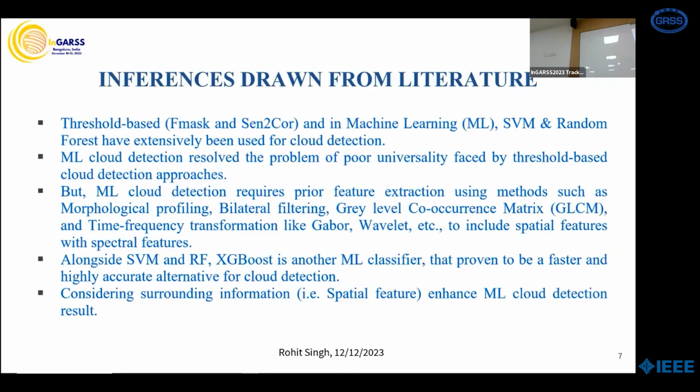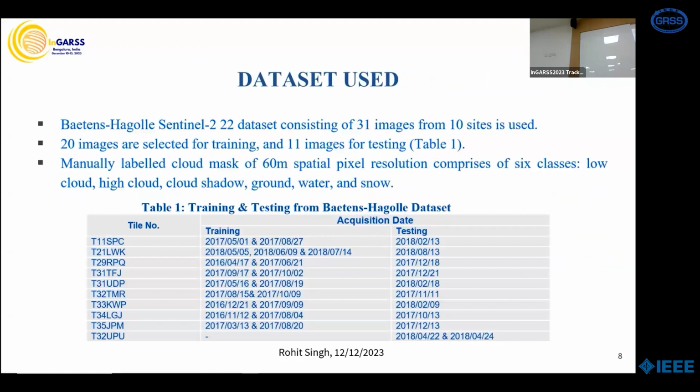We have proposed a mechanism that automatically considers the spatial information along with the spectral information, without requiring prior feature extraction through these profilings. It uses a Sentinel-2 dataset covering different sites of the USA and different areas. We have divided these into training and testing samples, 20 for training and the rest for testing.